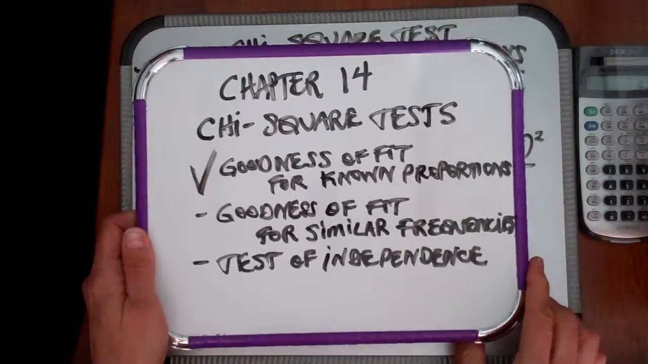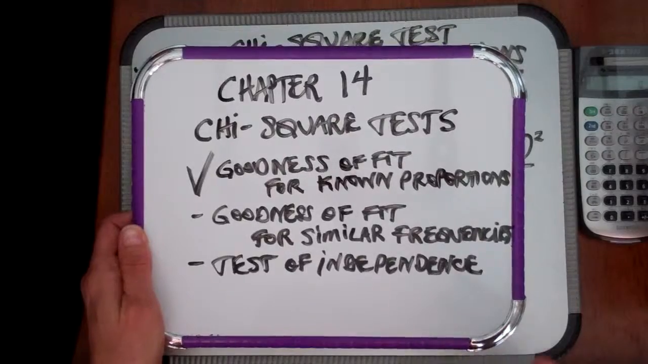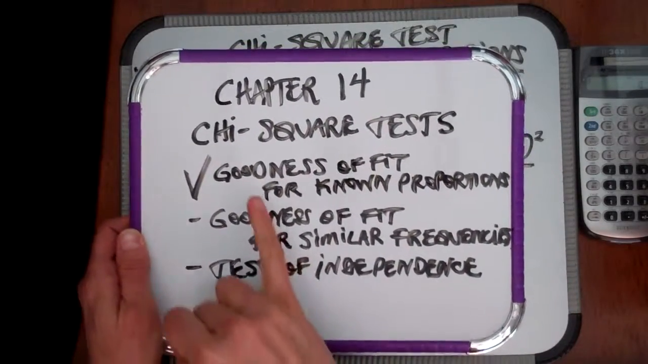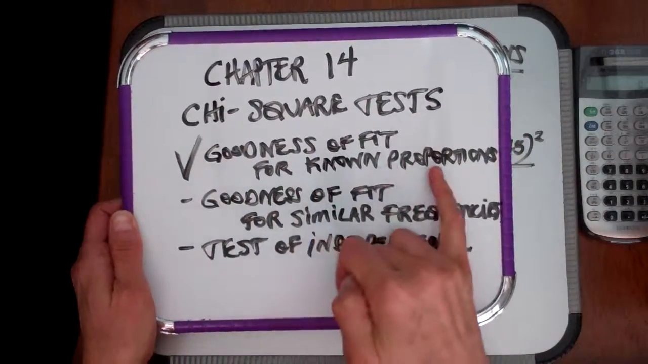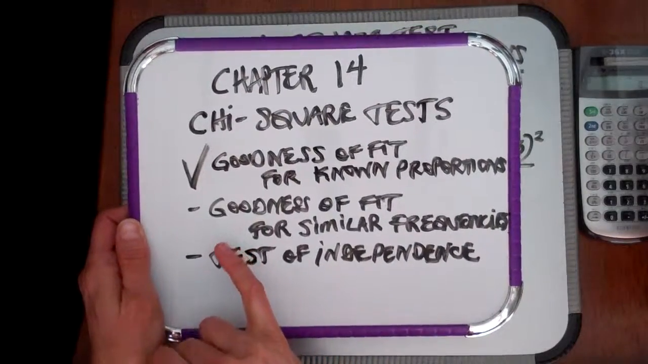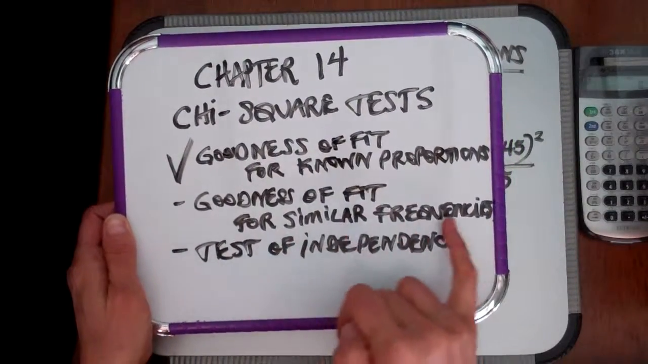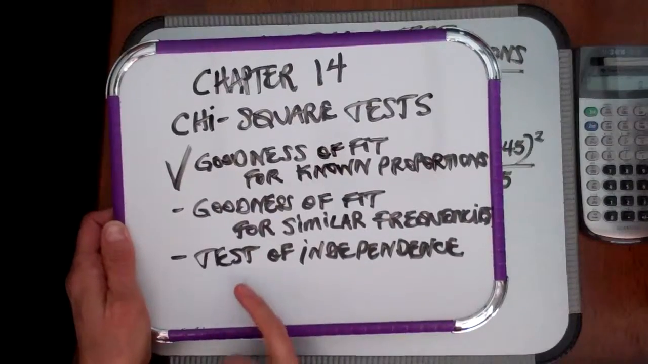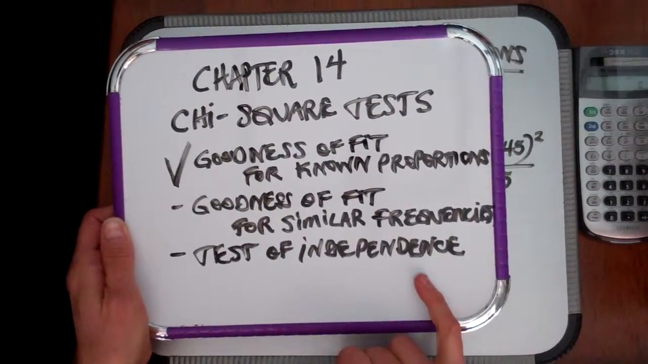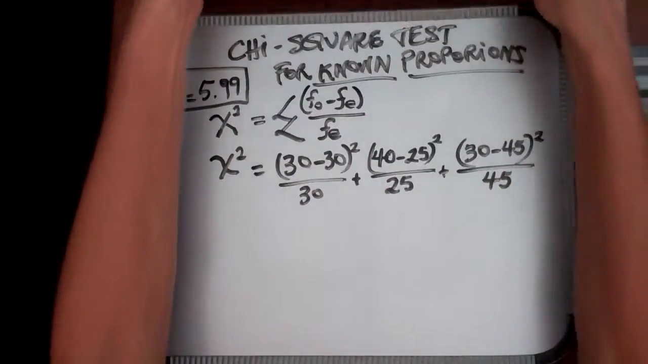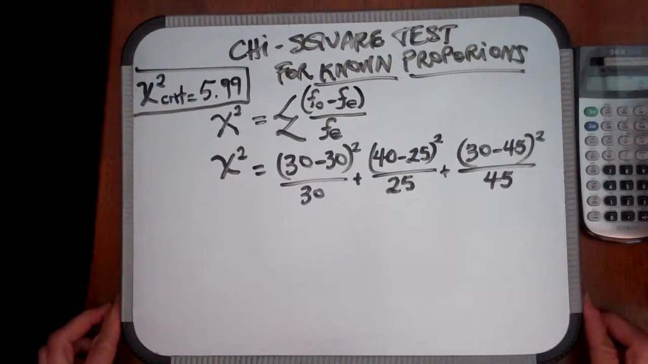So, for the chi-square tests that we're going to be reviewing, there are three different types. The first one is the goodness of fit test for known proportions. The second one is often called the goodness of fit for similar frequencies. And the third one is the chi-square test of independence. So let's start with the chi-square goodness of fit for known proportions.